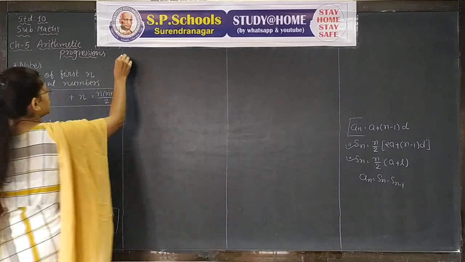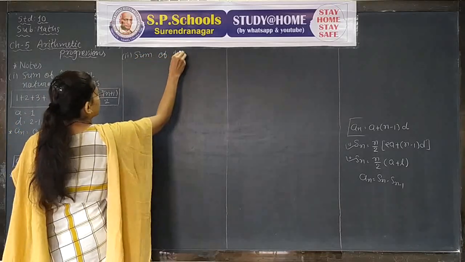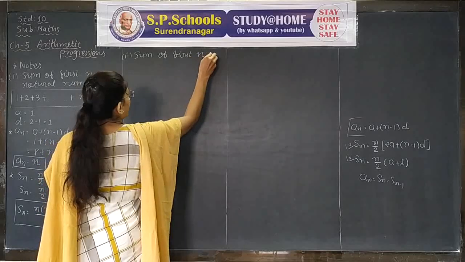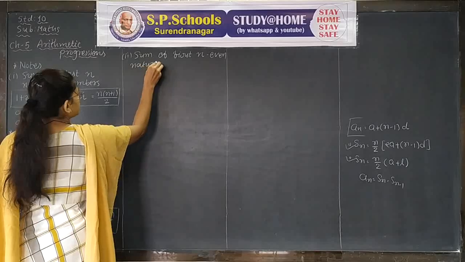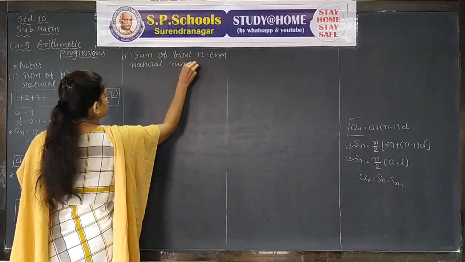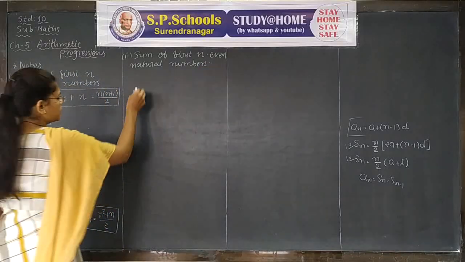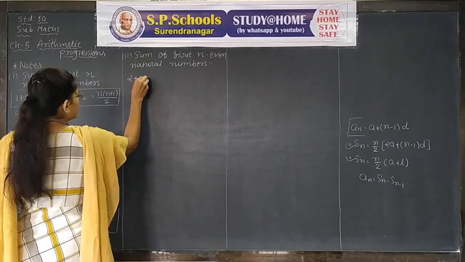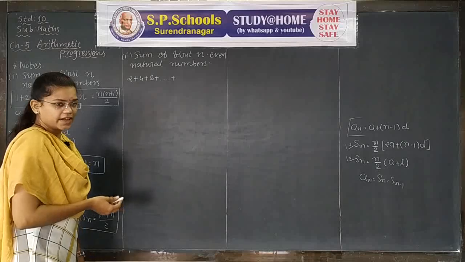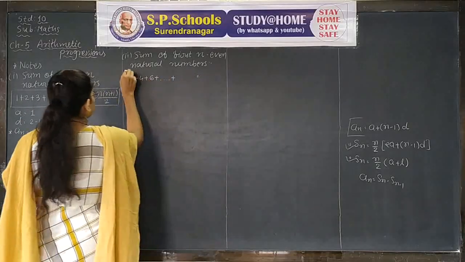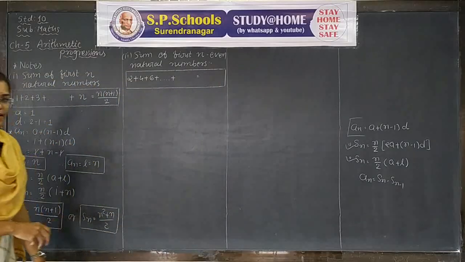Now we see another note. Sum of first n even natural numbers. We know the smallest even natural number is 2, then plus 4 plus 6 plus up to. Using an we are able to find the general term, and we need to find the sum of first n even natural numbers.